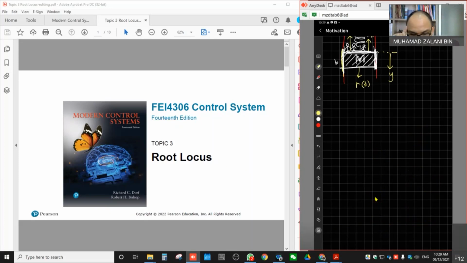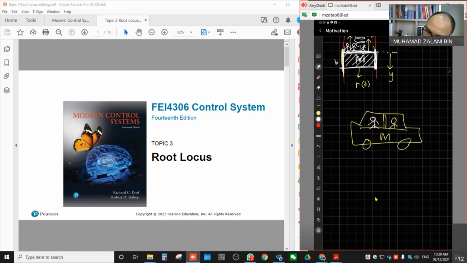The second example is the car. The car's weight depends on the number of passengers. When I drive this alone, it will be the mass M. So if I get another passenger coming in, or two passengers, the mass is no longer M. It could be M plus these two passengers' weight.